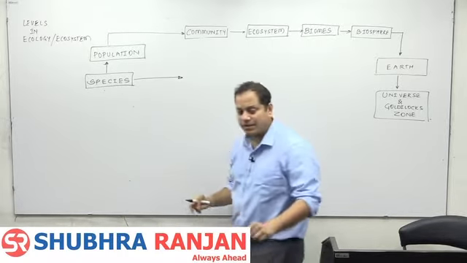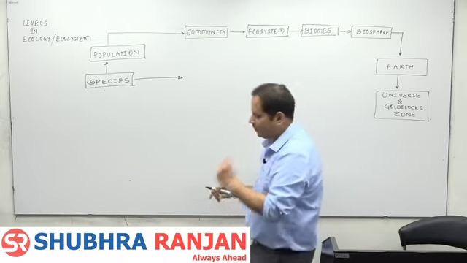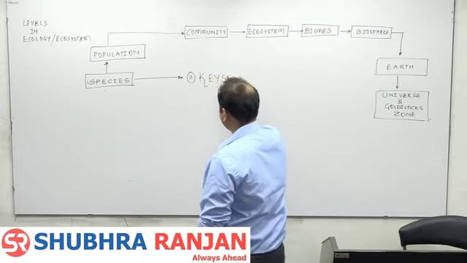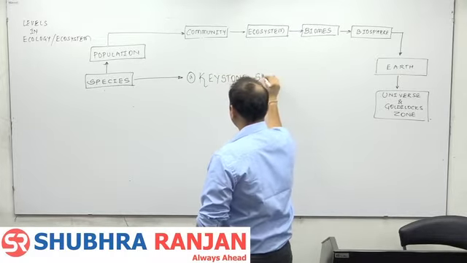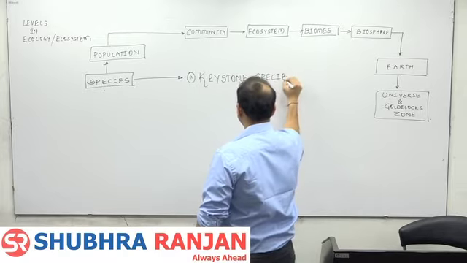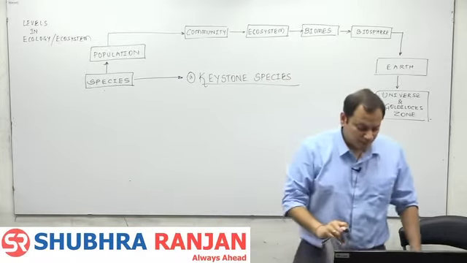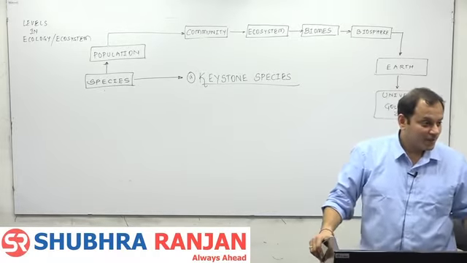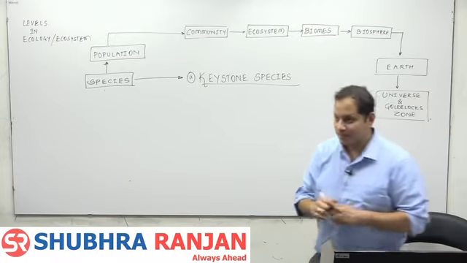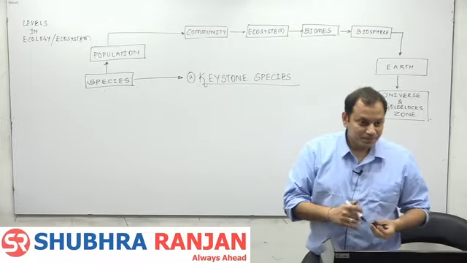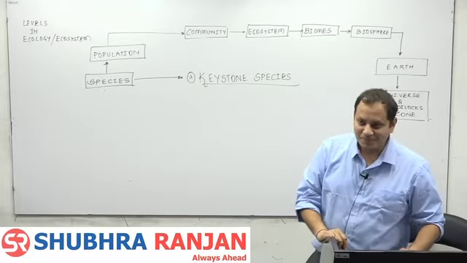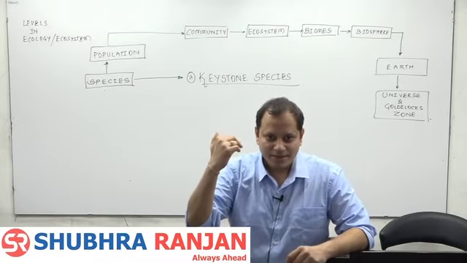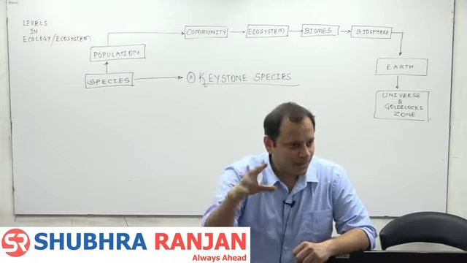Now based on this, there are some kinds of species whose definitions we should know. The most important is the keystone species. Can someone tell me what is a keystone species? In simple words, if the keystone species disappears, the entire ecosystem will collapse. Entire life in that biome or ecosystem will disappear.